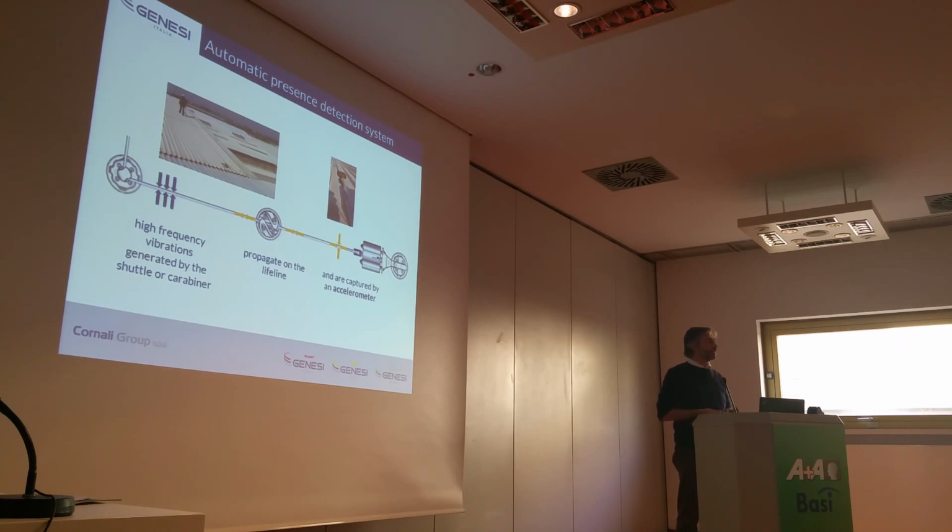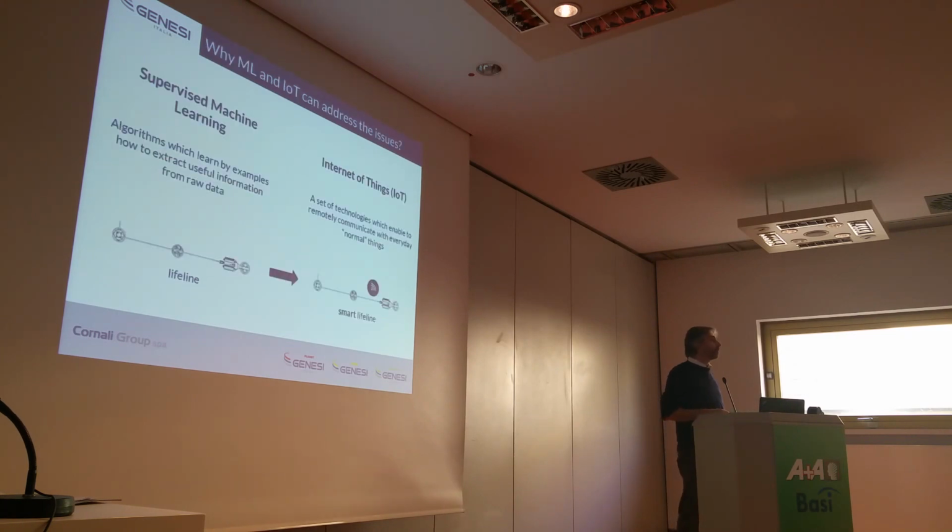But at this stage of the solution, we do not know almost anything, because together with the information of the worker presence hidden within the acceleration that we collect, there is a lot of other data that we are collecting. And here is where machine learning and the Internet of Things come to help us. Let me just introduce these two technologies with some definitions. Supervised machine learning we can define as a set of algorithms which learn by examples how to extract useful information from raw data.